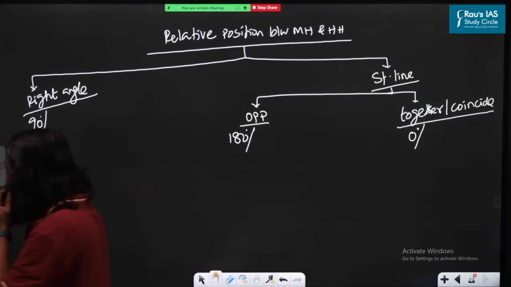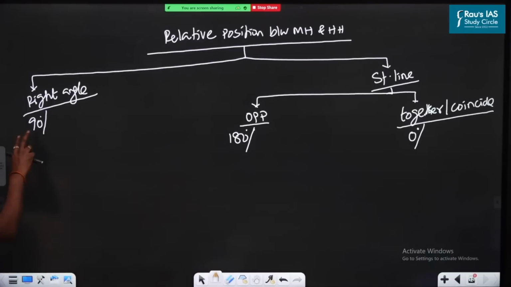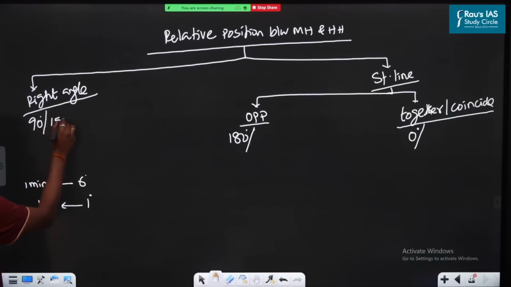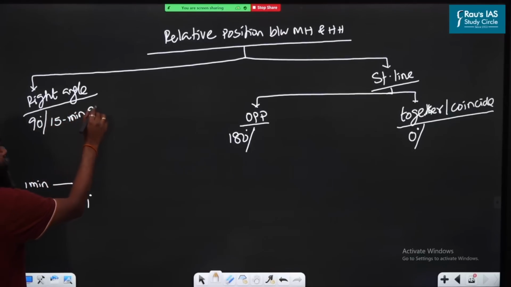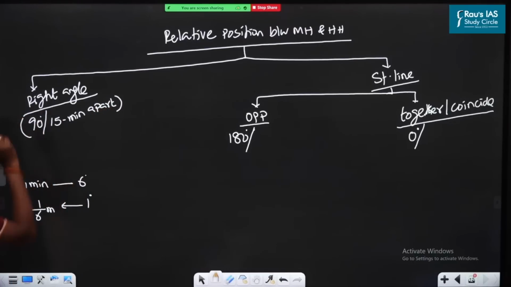Understood? Come to here. Wherever there is a 90 degree gap, it is called a right angle. But how many minutes of gap is said to be a right angle? Or you remember, 1 minute means 6 degrees. Now, 1 degree means how many minutes? 1 by 6 minute. So divided by 6, how much? 15. Wherever there is a 15 minute gap between the minute hand and the hour hand, it is also said to be a right angle.